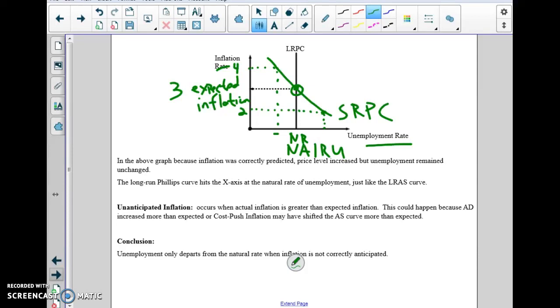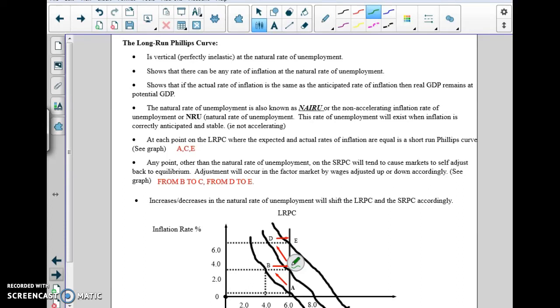So in conclusion there, as long as we're at our natural rate and expected rate, we're in long-run equilibrium. When the inflation is lower, or the unemployment is higher than expected, vice versa, that's when we begin to have issues. So we're trying to keep ourselves at that long run. Okay? So you can read through this on your own. You can kind of take a look at the impact of inflation and all that.